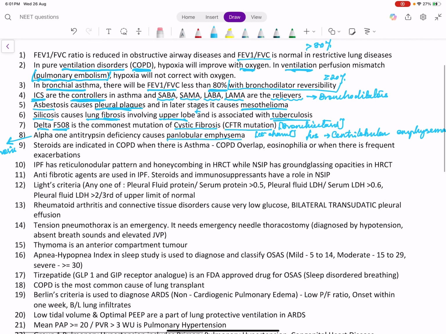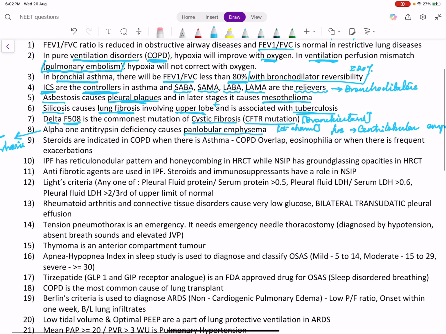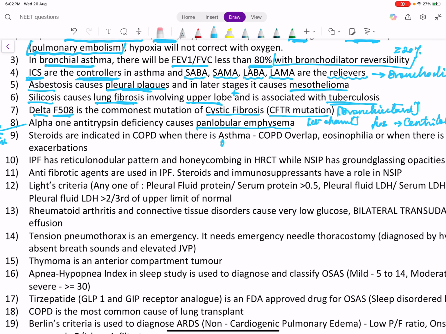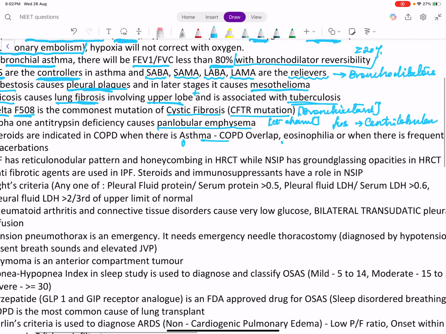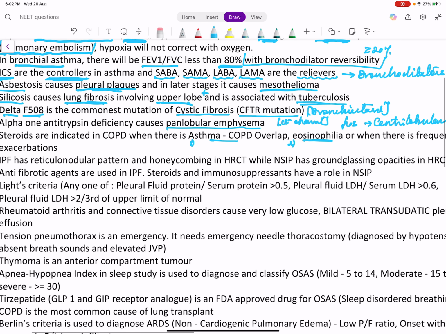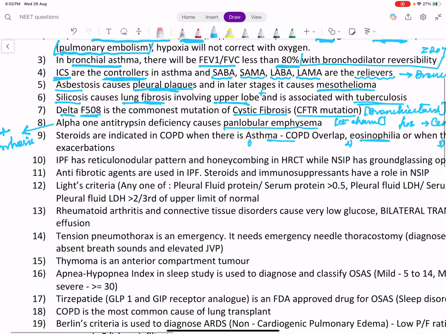So we discussed that in asthma, inhaled corticosteroids are the main pathology changing drugs. Whereas steroids are not routinely indicated in COPD. They are indicated in COPD only in certain situations. One is asthma COPD overlap, which is a special condition. Another is when eosinophilia is there in COPD, because steroids reduce eosinophilia. Or when there are frequent exacerbations. Frequent exacerbation is more than 2 exacerbations in 1 year. So this was about airway diseases.